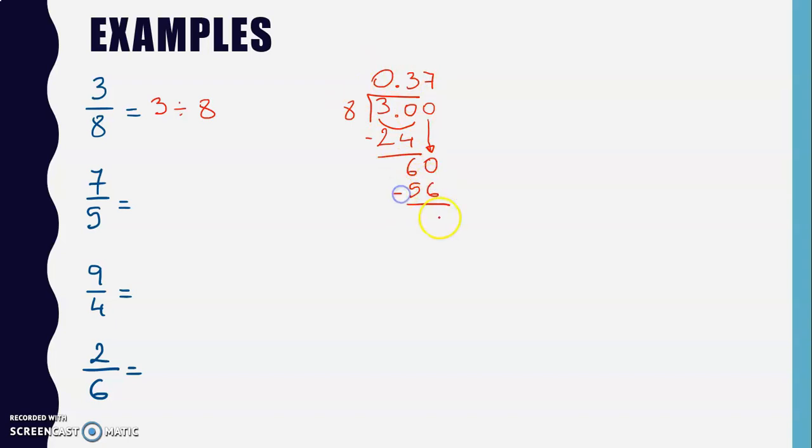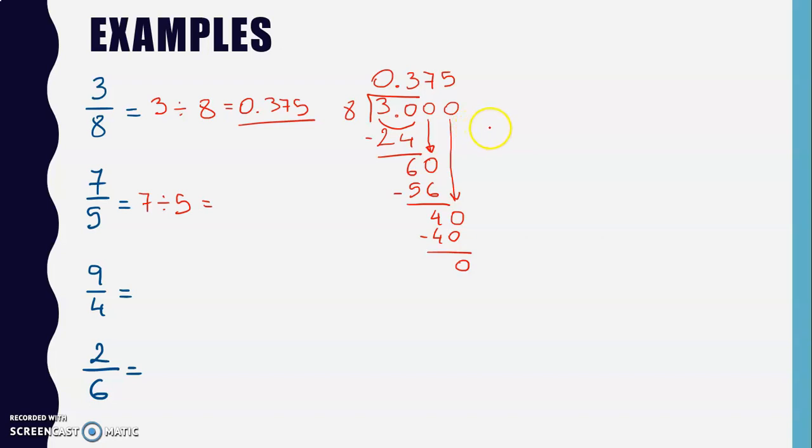And we see that we have a remainder of 4. So we have to make use of another 0. Now 8 goes into 40 5 times. And 8 times 5 is 40. And that leaves us with a remainder of 0. So 3 divided by 8, or 3/8, is equivalent to 0.375. Brilliant. Now 7 over 5 is the same as 7 divided by 5.